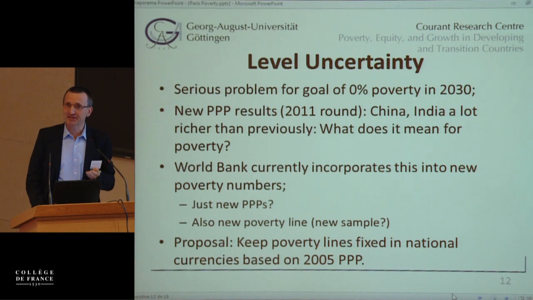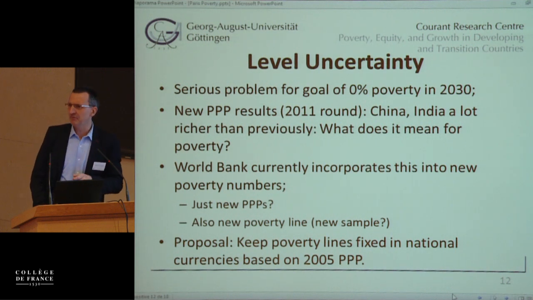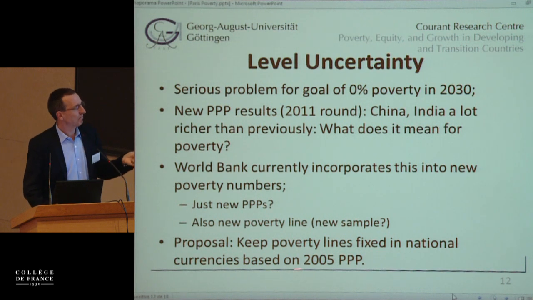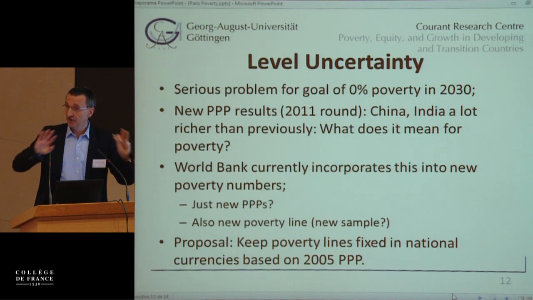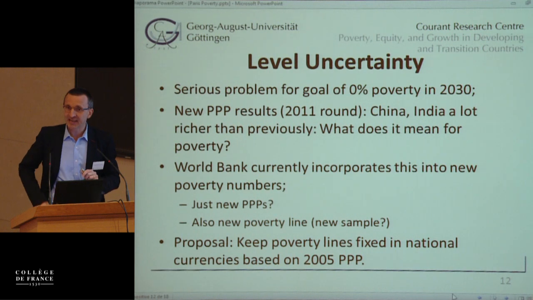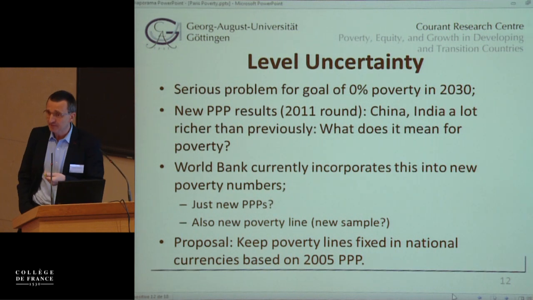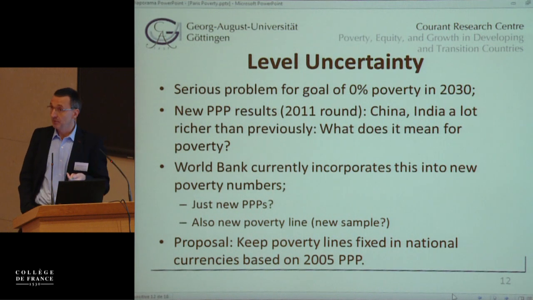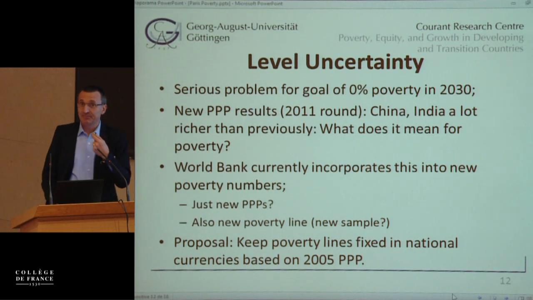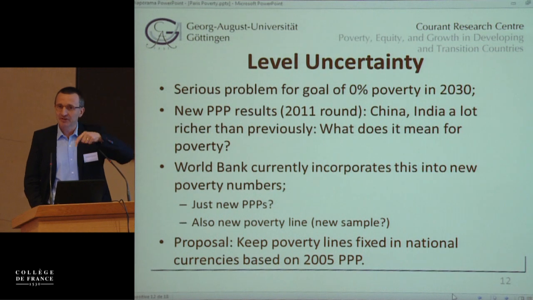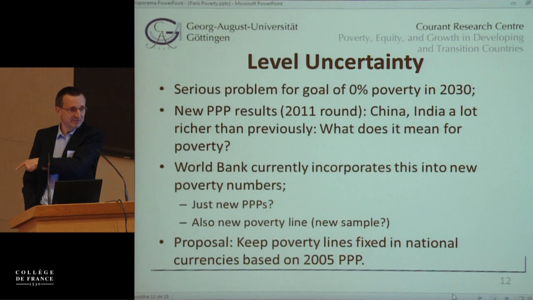If we're now serious about trying to get to zero on this $1 a day, if we want to keep that $1 a day to have any meaning, I would say we should keep the poverty lines as they currently are, based on the 2005 PPPs fixed in national currencies, and just continue. So basically, in a sense, forget about 2011 and other rounds, which of course is a problem. But we cannot keep changing the levels when we actually have a fixed goalpost of zero.